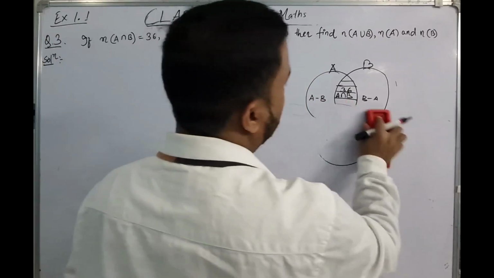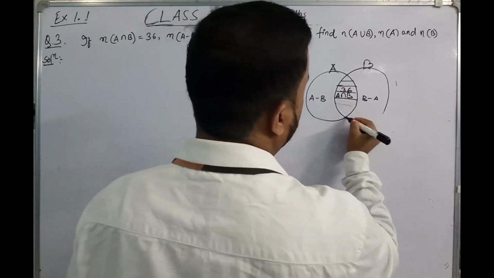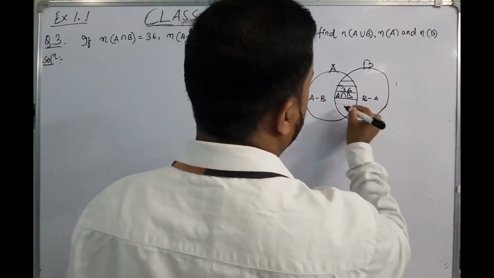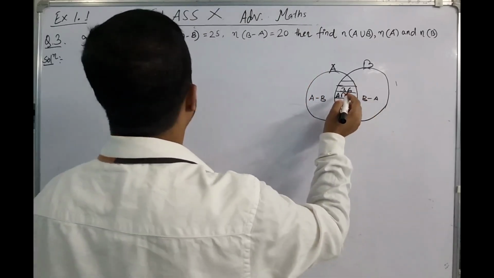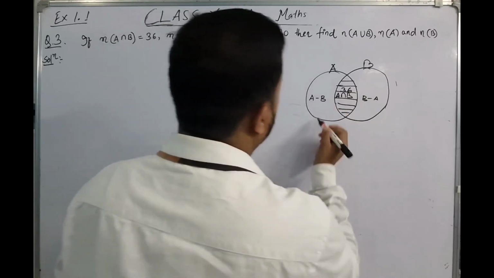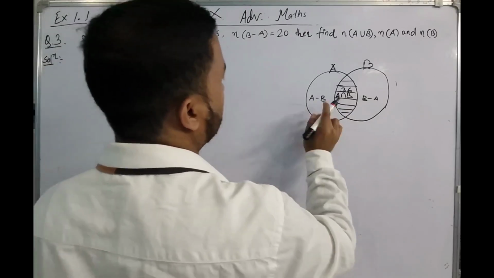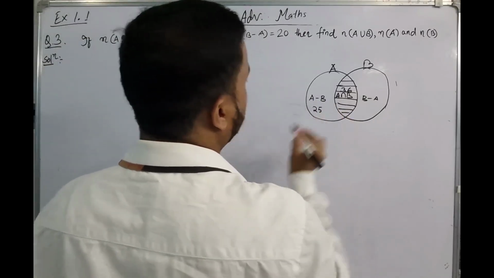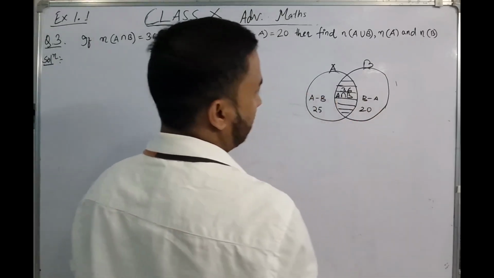But in our case, only 2 sets are given. In question number 3, only 2 sets are given, A and B, where A intersection B has 36 elements. A difference B is also known to us: 25 elements are there, and in B difference A 20 elements are there.